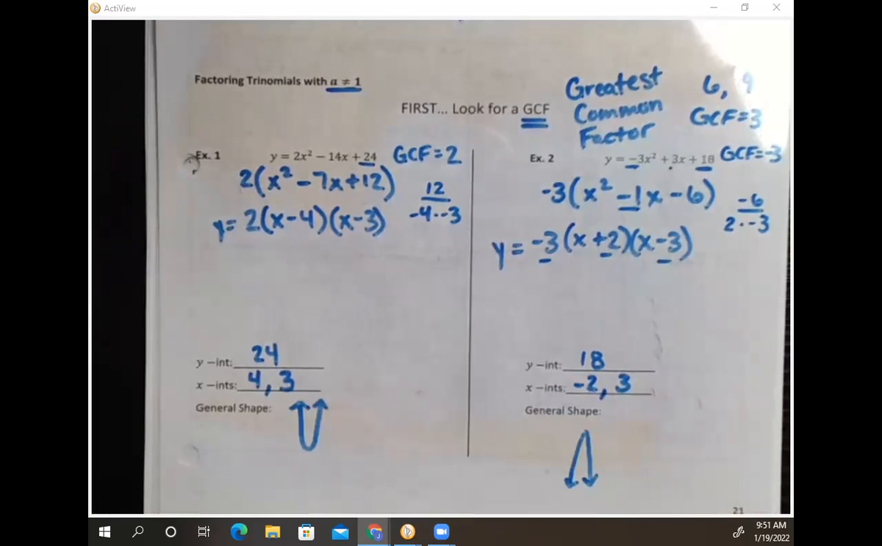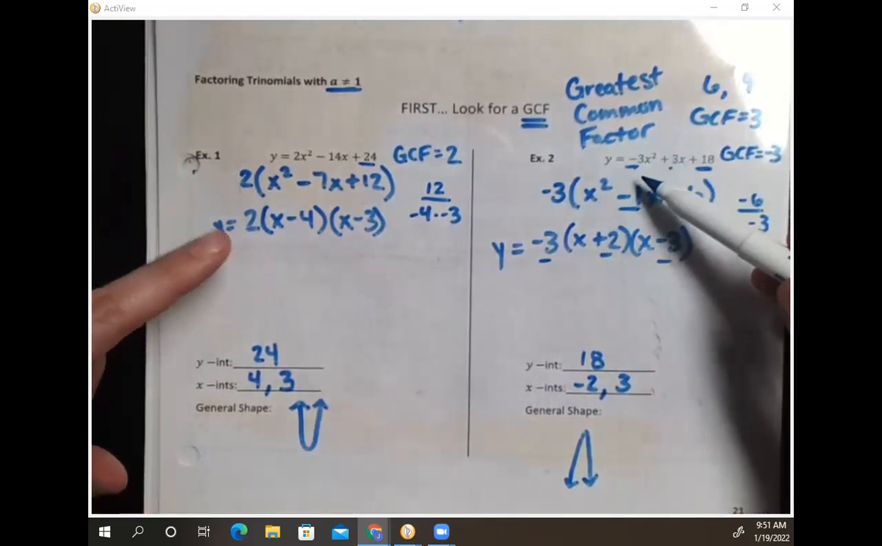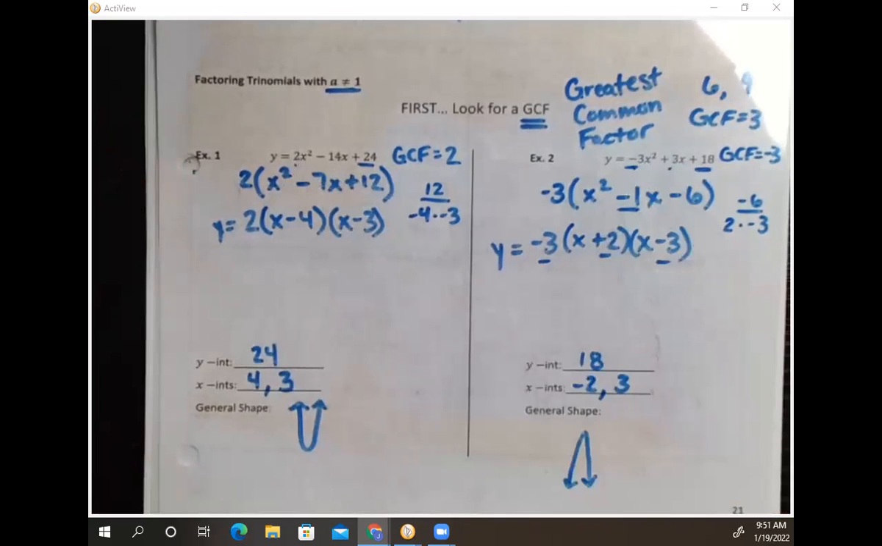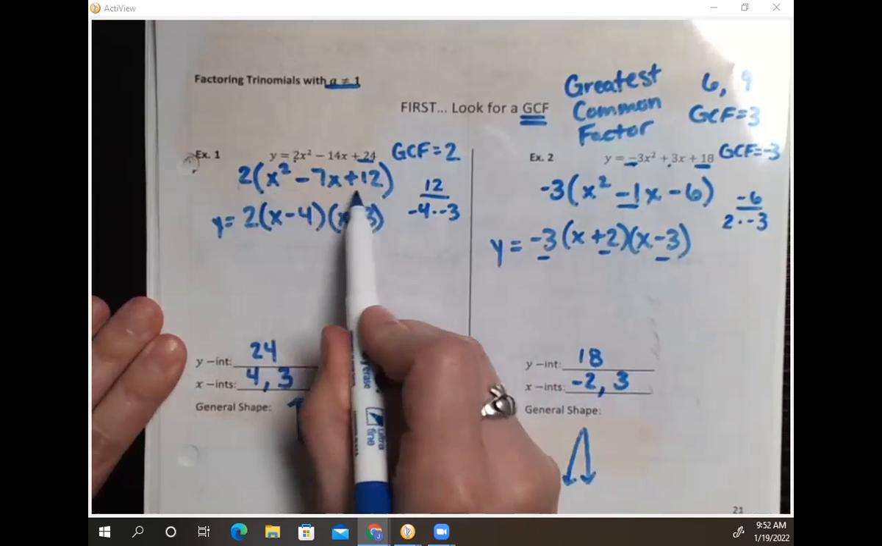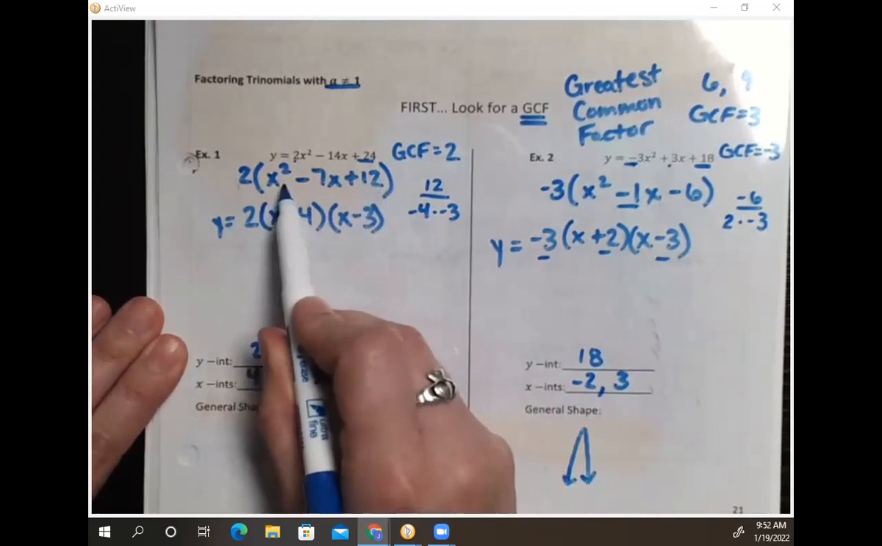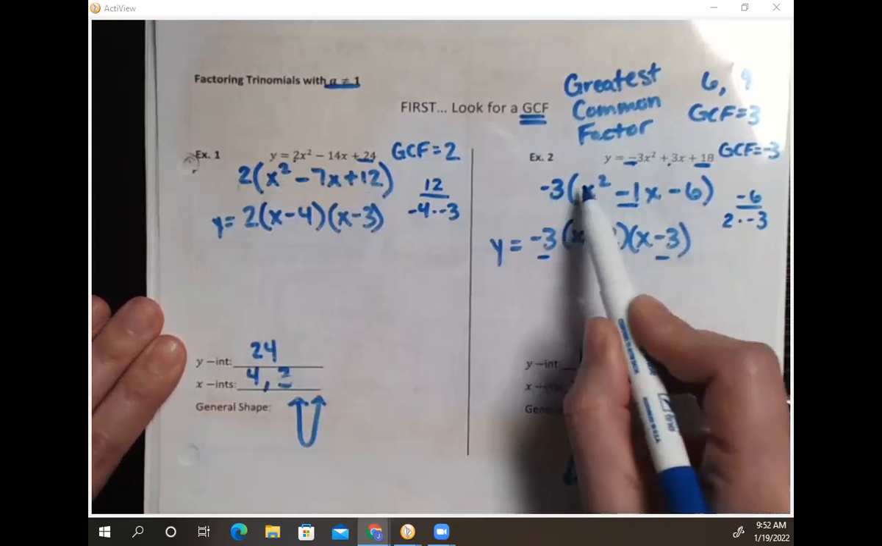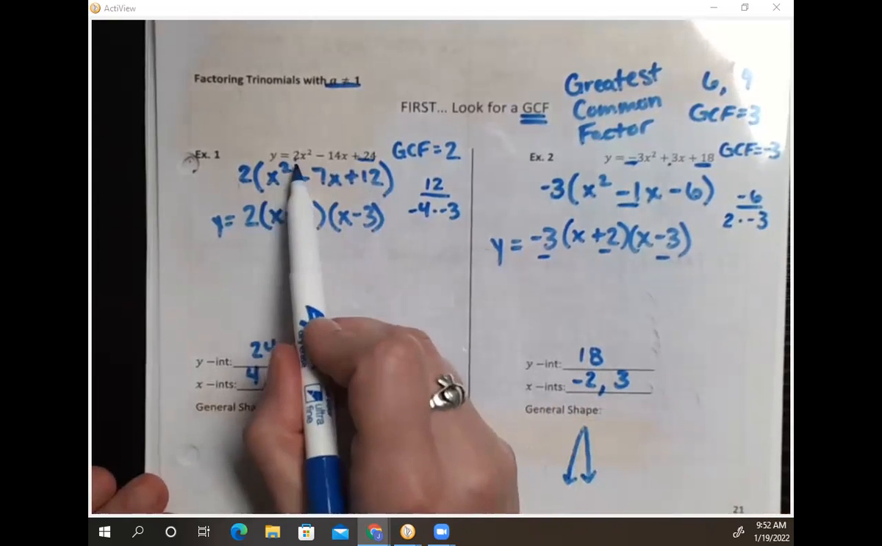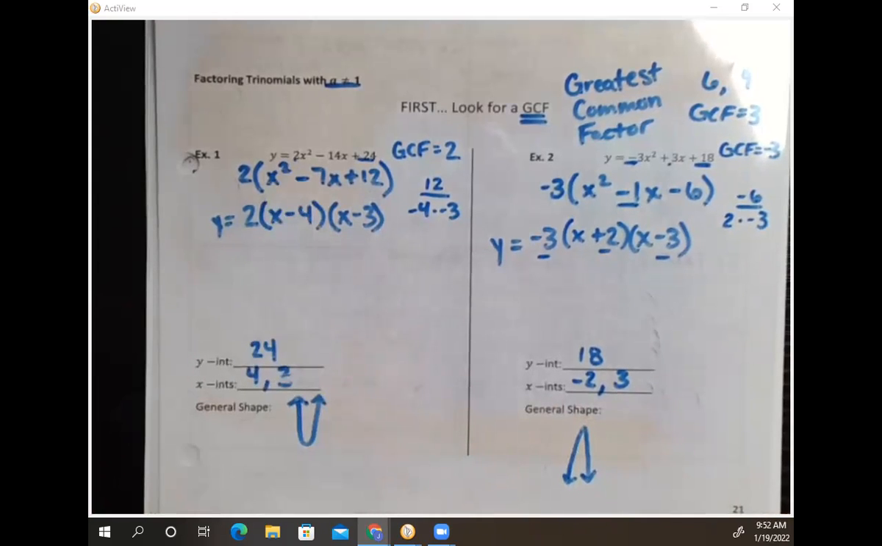Okay, so one option is that we have a GCF that we can pull out. If I see a number in front of x squared, I'm going to check to see if it's a GCF and I can factor it out of each term. If I can factor it out of each term, then I'm left with something that's just x squared, with all the stuff that we're used to from our earlier factoring. Now, the other option is that that number in front is not a GCF. So that's what we're going to look at next.